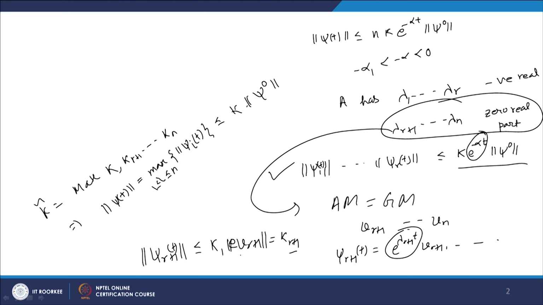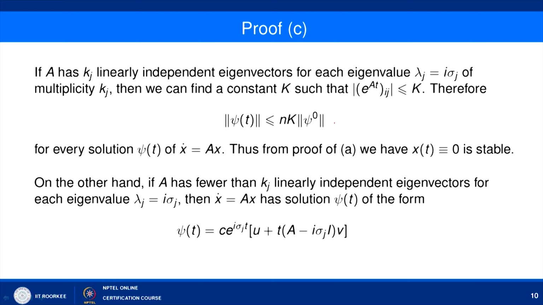Since these are constant eigenvectors, I can find the norm of V r plus 1, and we include this with k1 to write k r plus 1. So up to k r plus 1 to k n we have some other values, and then we choose k tilde as the maximum of k comma k r plus 1 to k n. So we can say that the norm of psi of t, which is nothing but the maximum of the norm of psi i of t, is now bounded by k times the norm of psi 0, which we are writing here.